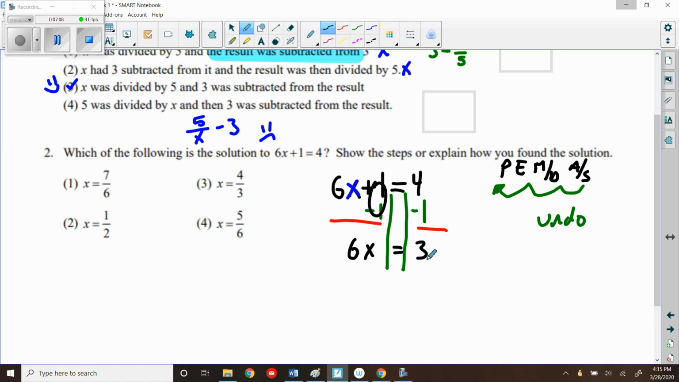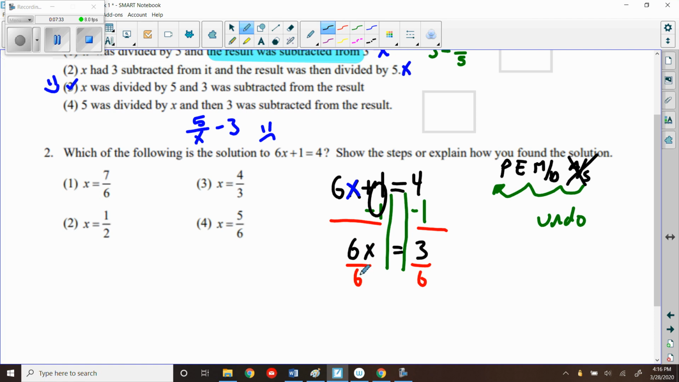1 minus 1 gives me 0, and I now have 6x plus 0, or simply 6x equals, and 4 minus 1 is 3. All right, I have undone my addition subtraction, so I'm going to move on to my undoing of multiply and divide. I'm going to be using my opposite operation. So the opposite of 6 times x would be to divide by 6. In order to divide, I'm going to use a fraction bar to show division. So I'm dividing the left side, and I'm also going to divide the right side.